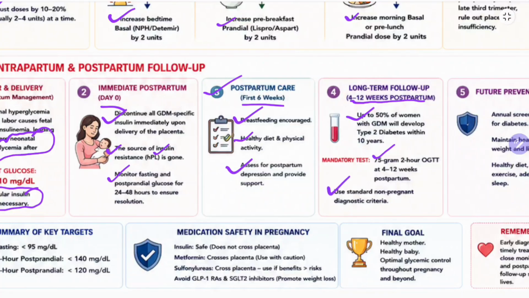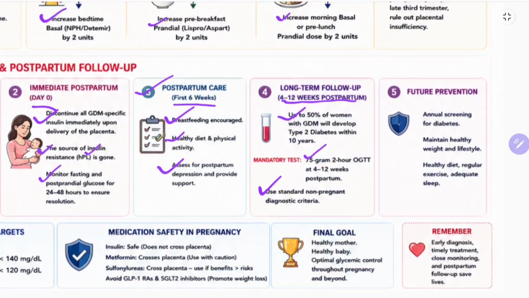Use standard non-pregnant diagnostic criteria. Similar to thyroid, those who have developed thyroid disease in pregnancy will have a future high risk of developing thyroid disease, so they also should be monitored. Similarly, these women should be monitored, and at least one time in postpartum 1 to 3 months, they should have this OGTT done. Future prevention: annual screening for diabetes every year. Maintain healthy weight and lifestyle: healthy diet, regular exercise, adequate sleep.